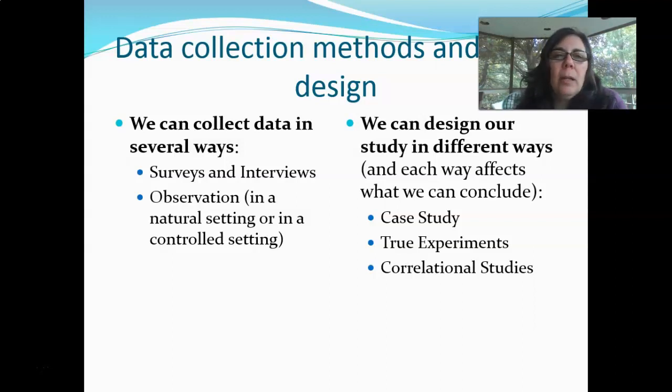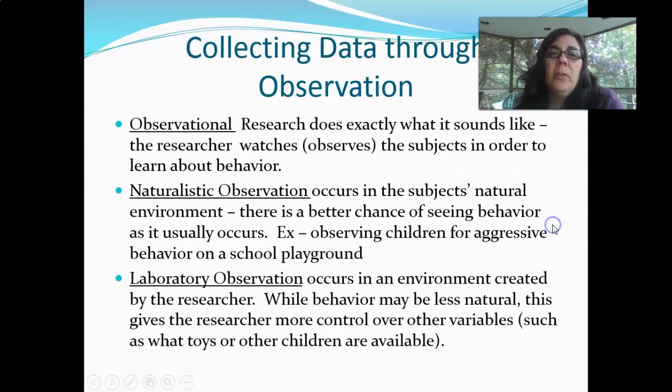So we're going to start by talking about data collection, and we're going to talk about surveys, which includes questionnaires and interviews, and then observation. So we'll start there. Observational research is exactly what it sounds like, that you collect information from people by watching them. And we have two different kinds of observational research. Naturalistic observation occurs in a setting that the individual or your research subjects usually occupy. So the example I have here is observing children for aggressive behavior on a school playground.